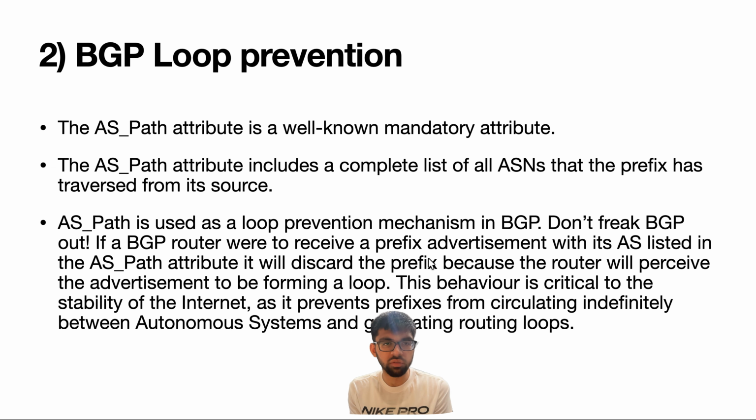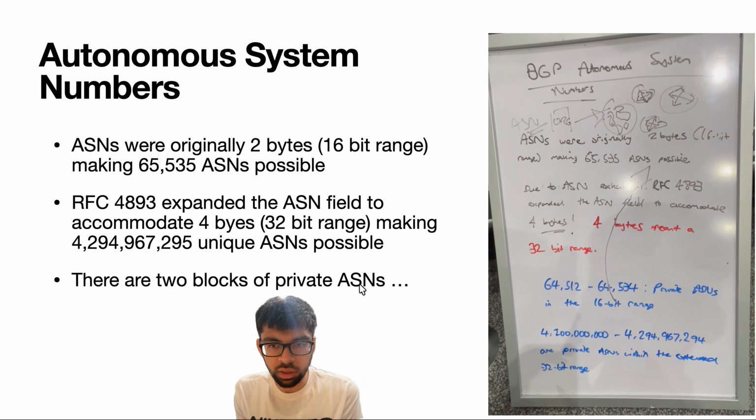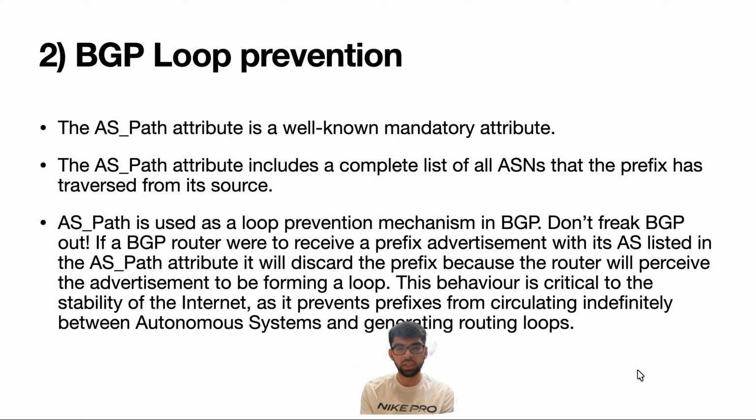We get 2 blocks of private ASNs. 64,512 to 65,534 is the private range for the 16-bit range, and 4,200,000,000 to 4,294,967,294 is the private ASN range for the 32-bit range.